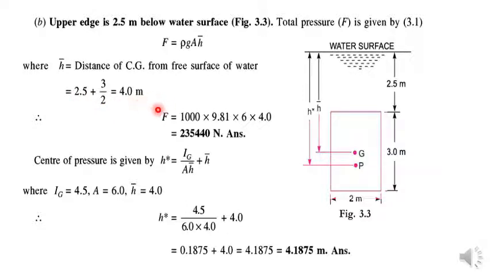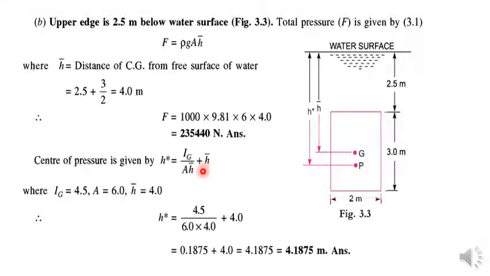So your h bar has been recalculated, and now you can input the respective value into the equation to determine the total pressure, and you are getting 235,440 newtons as an answer. You can also report your answers in kilonewtons, but it is better to report in newtons. Now the center of pressure is also Ig over A h bar plus h bar.